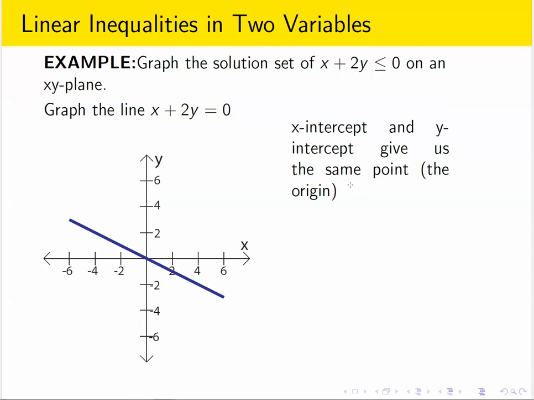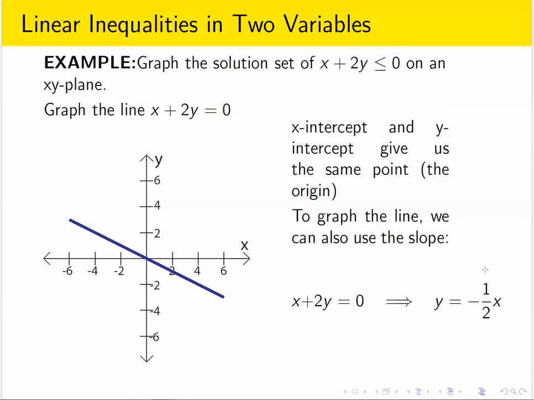We can see that if we graph this with x and y intercepts, both of them would have given us the same point at the origin. So that would not have been enough to draw this line. So instead, what we can do is use the slope of this line to graph it. If you rearrange this equation, you can get y equals negative 1/2 x. So if I start with a y-intercept of 0 and a slope of negative 1/2, this is the line I get.